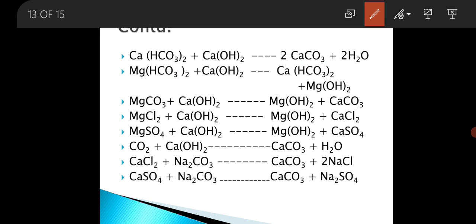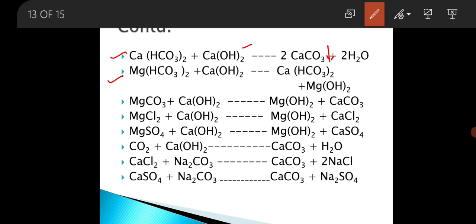So first, which type of hardness is this? This is the carbonate hardness of calcium, that is calcium bicarbonate. When it reacts with lime, as we have already discussed in the addition of lime, it will form calcium carbonate, which is insoluble.